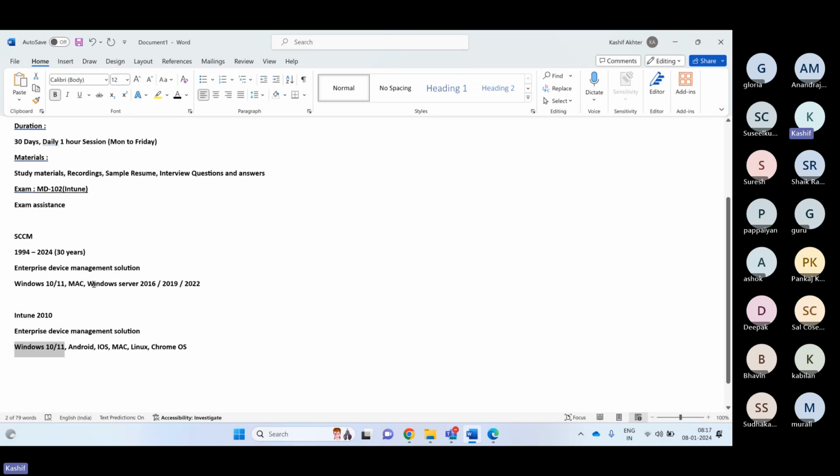And SCCM is going to decommission Windows 11, Windows 10 and Mac. These are going to be removed from SCCM capability. That is Microsoft's plan. So after a couple of years, you will find SCCM will only be for servers. They will be using SCCM only for servers, and for client operating systems, they want you to use Intune. So they want to sell both the products. Okay. SCCM for these operating systems and Intune for these operating systems.